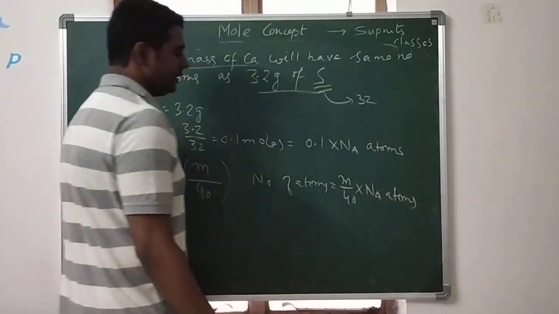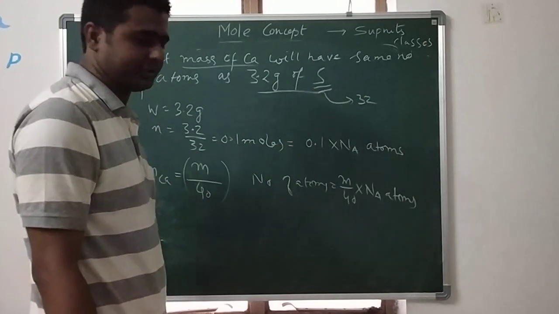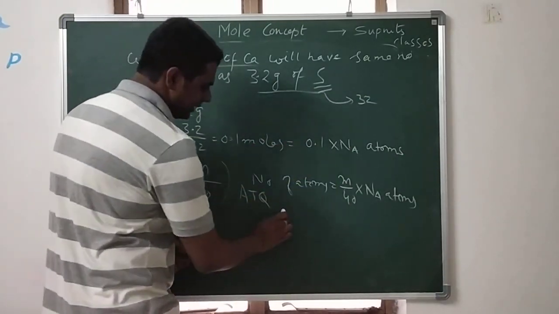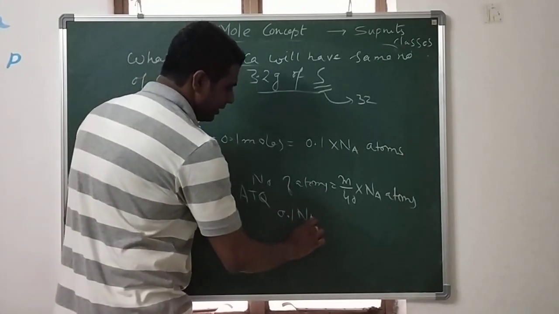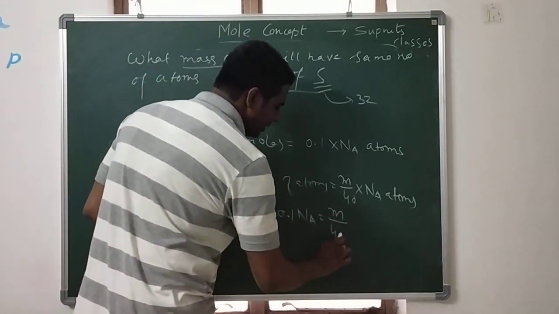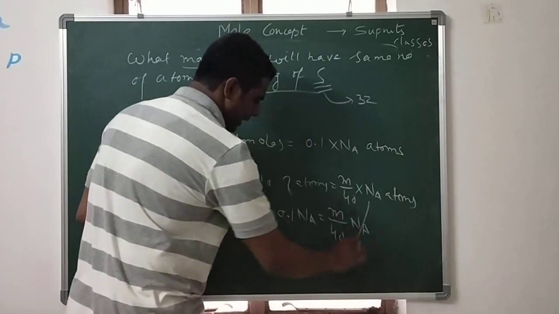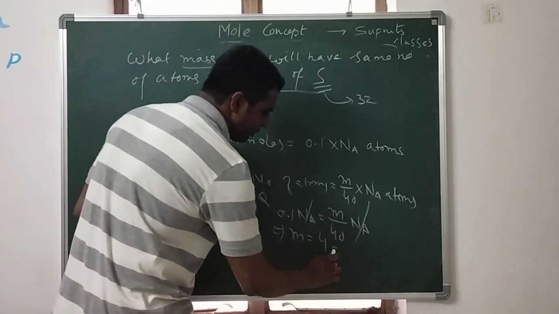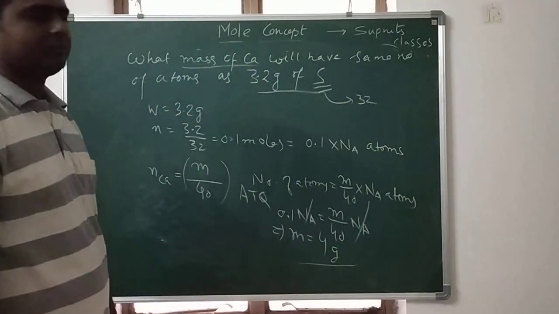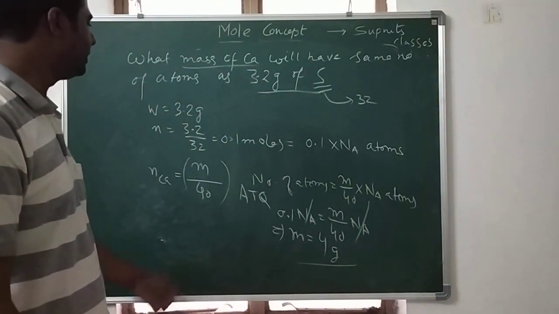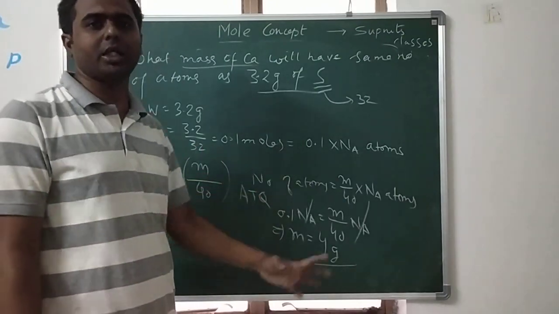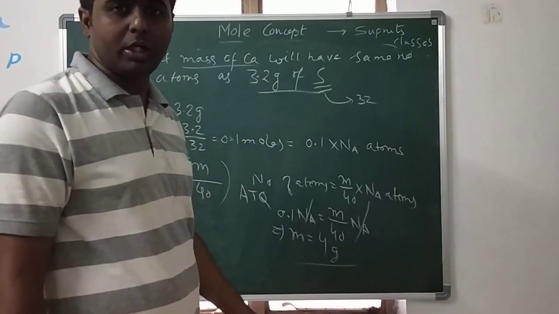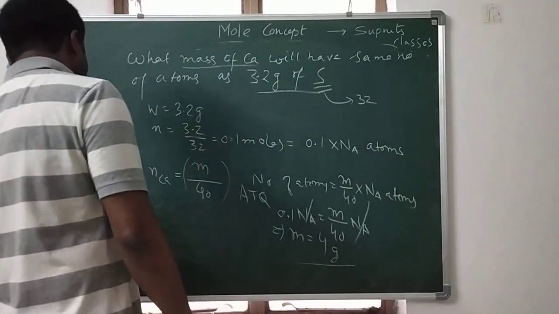Now it is said this has to be equal to this same number of atoms. Okay? So according to the question, I can write 0.1 Na is equal to M by 40 into Na. Na cancels out and M becomes 4, right? 40 into 0.1, 4 gram. Okay? See, the basic concept I have used is junction. Junction is mole. Remember it. In every problem, the junction will be mole in chemistry mole concept.